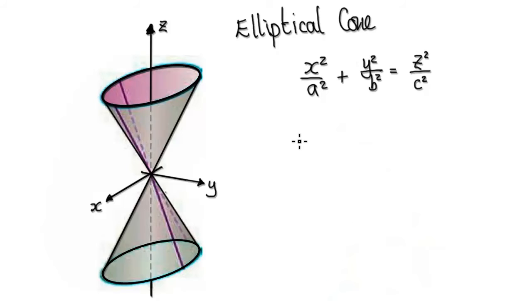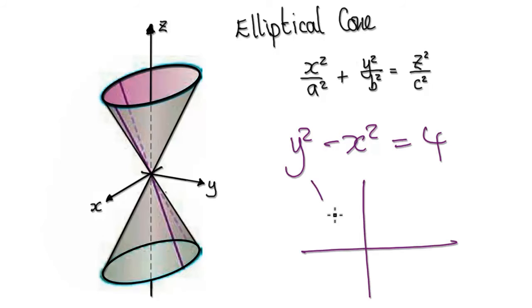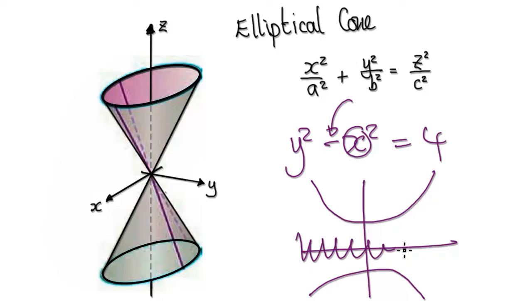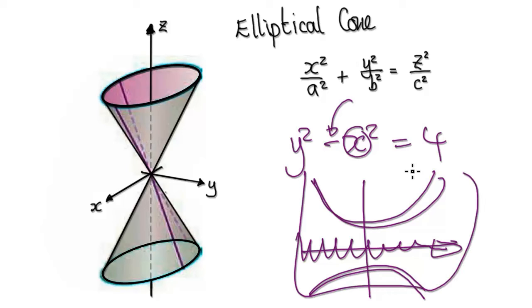And if you get given something like this, y minus x squared equals, let's say 4, I need you to know that this will yield something like this. Because of this minus and in the x direction, you're going to get a gap looking something like this. I need you to know this by heart.